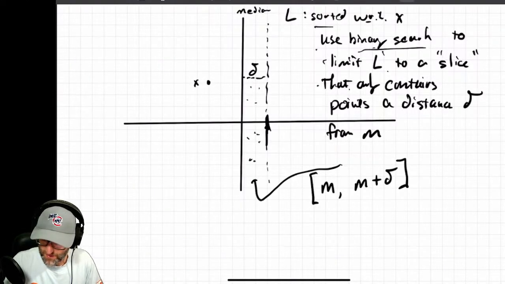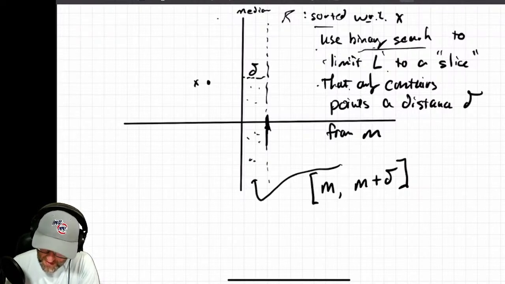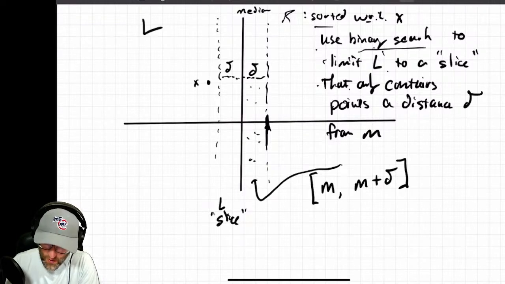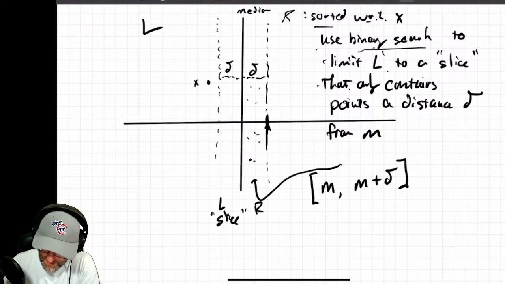So this is not the L partition. It's all sorted with respect to L to S. That was my mistake. So here's R. It's already sorted with respect to X. Use binary search. We're also doing the same thing on the other side. Delta away, right? So I'm limiting it to the left slice, whereas this is the left partition, all of the points over here. If I only consider points that are delta away from the median, then I'm going to call that the left slice. And over here, this is the R slice.